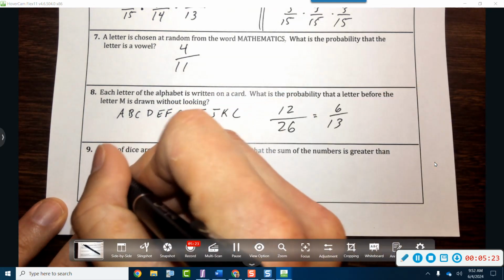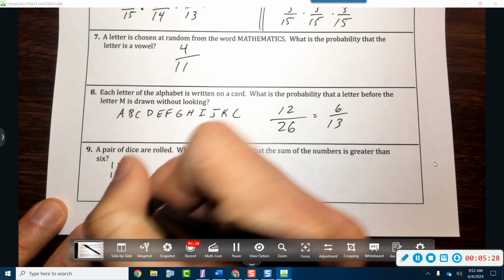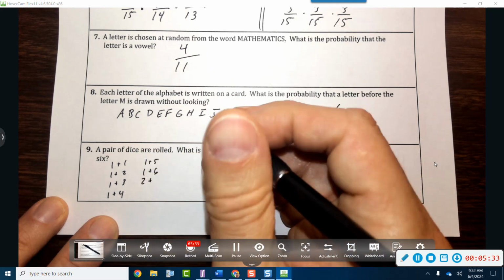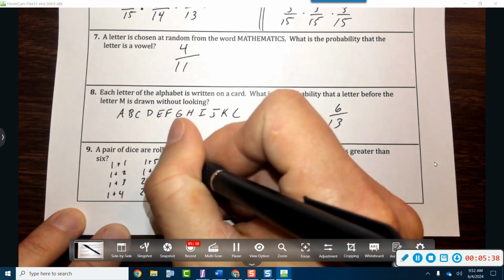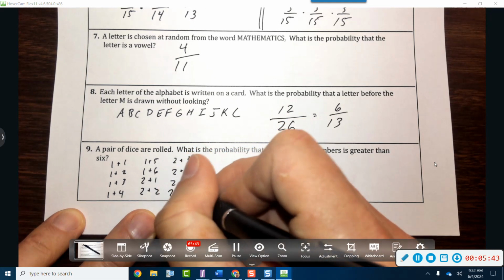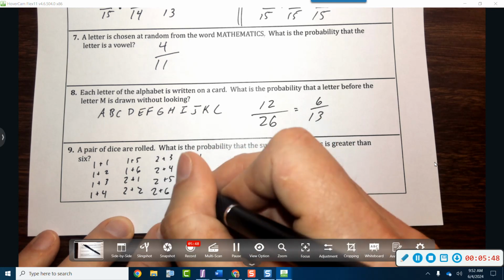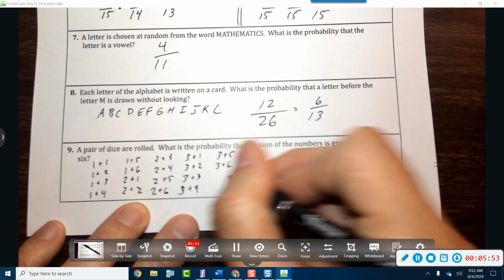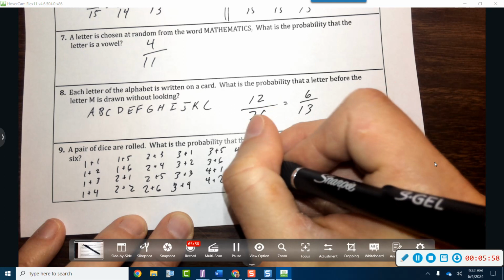Then what can you have? 1 plus 2, 1 plus 3, 1 plus 4, 1 plus 5, 1 plus 6. Then you got 2 plus 1, 2 plus 2, 2 plus 3, 2 plus 4, 2 plus 5, 2 plus 6, 3 plus 1, 3 plus 2, 3 plus 3. I'm going to be careful, so I'm going to draw out the whole sample space. I know it looks a little tedious, but it's a pattern. At least you're going to be right.